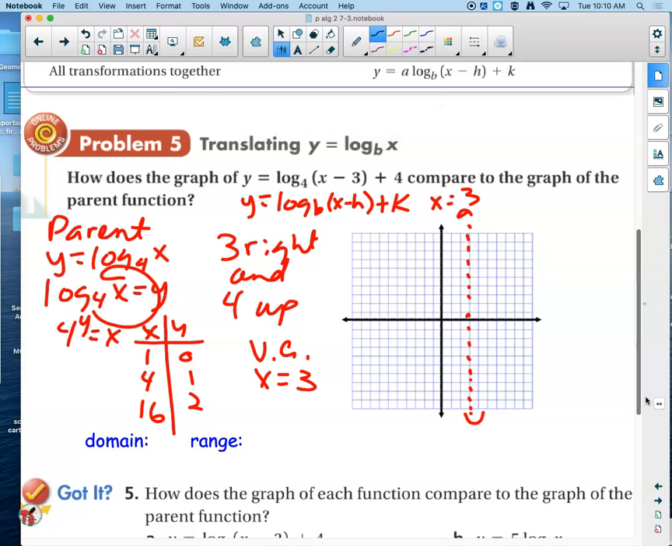Now, just like we did before, we want to make a dashed or dotted parent function, and then we're going to move it so that the asymptote makes sense. So we're going to put our 1, 0 and our 4, 1 on here, and aim kind of at that 16, 2 piece. So we only really have to move 2 points to get this graph effectively. We're going to move those 2 little points 3 to the right and 4 up.